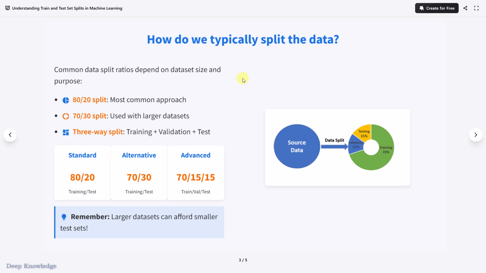So how do we typically split the data? A standard is 80-20 training and testing, or maybe 70-30. But the advanced way is to split your data into train, validation, and test. This is the optimal way I would suggest to split it into training, validation, and test. This can be 70, 15, 15.